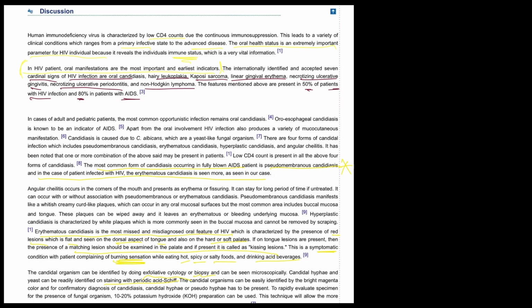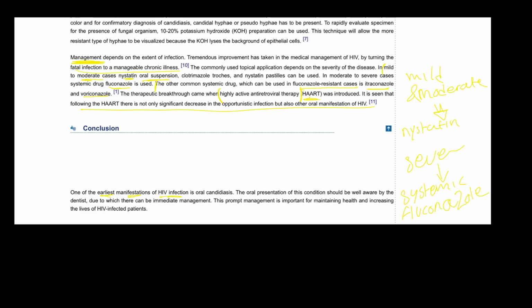Now the symptoms: a burning sensation, especially when the patient eats hot, spicy and salty foods and drinks acidic beverages. Then they talked about how we diagnose it, as I said before, smear or biopsy. Also here they mention staining with periodic acid-Schiff. Now they were mentioning how each type of candida could be detected. We already mentioned that earlier in the presentation.